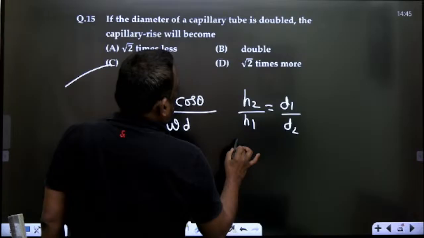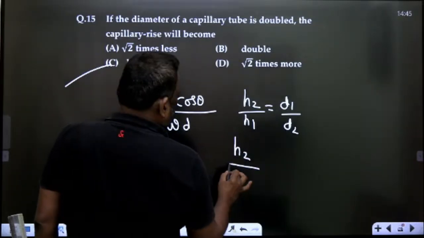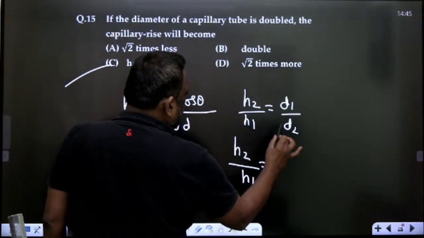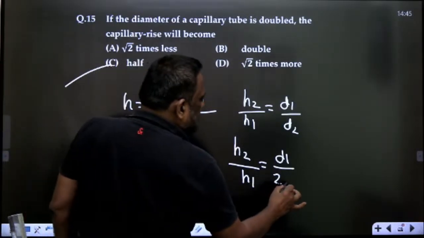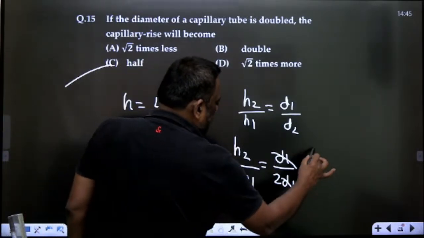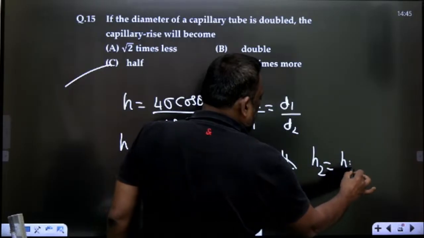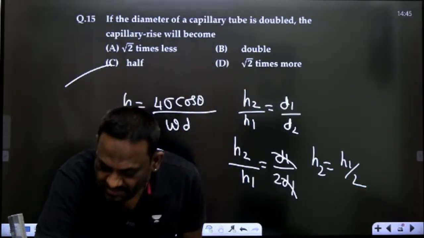So what is the capillary rise? H2 by H1. What is D1? What is D2, sir? D2 is twice D1. So H2 is equal to H1 by 2. It becomes half. Is it okay, sir?